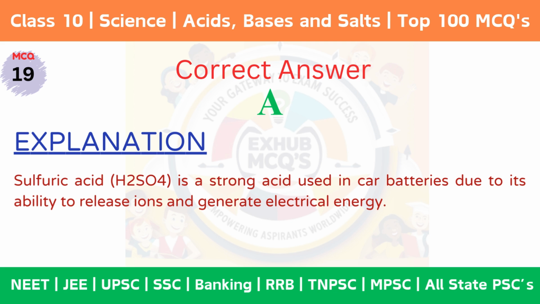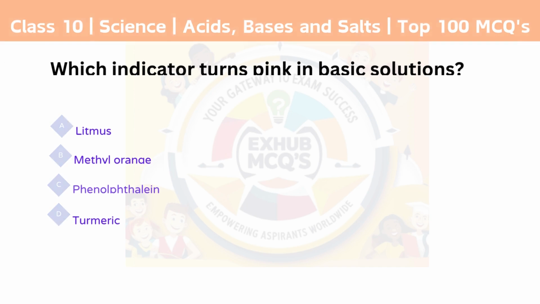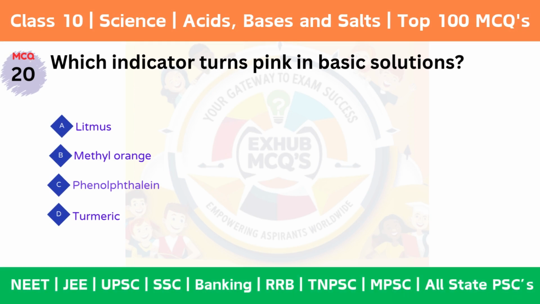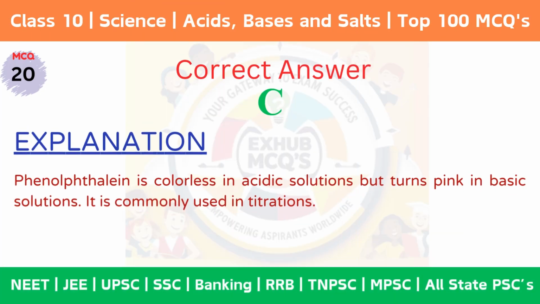Explanation. Sulfuric acid, H2SO4, is a strong acid used in car batteries due to its ability to release ions and generate electrical energy. It is also used in various industrial processes. Which indicator turns pink in basic solutions? Option A, litmus. Option B, methyl orange. Option C, phenolphthalein. Option D, turmeric. The correct answer is option C, phenolphthalein.